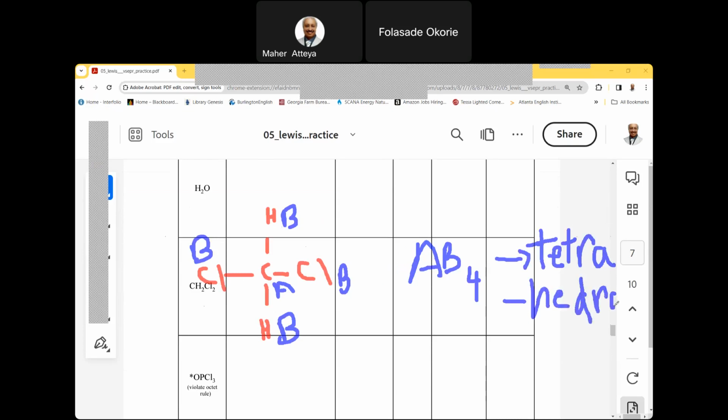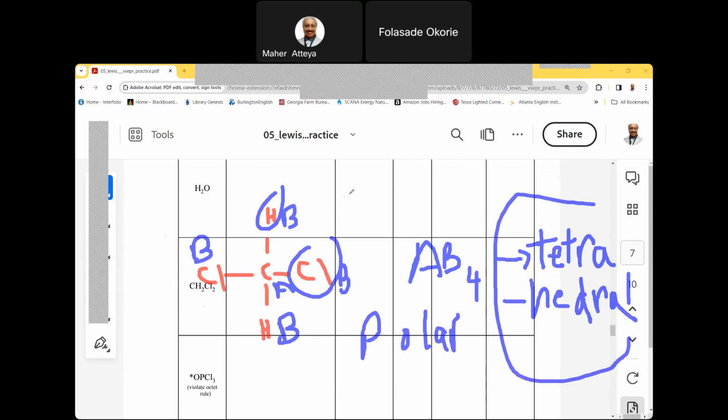Tetrahedral, correct? You have to have this table handy. This is AB4, tetrahedral. Is it polar? Yes or no? Yes, polar, because you have non-identical atoms over there. There are two different atoms, so the polarity is still there. Polar. What's the angle of it? Since it's tetrahedral, with no lone pair, it will be 109.5.